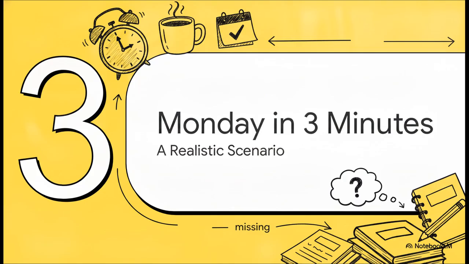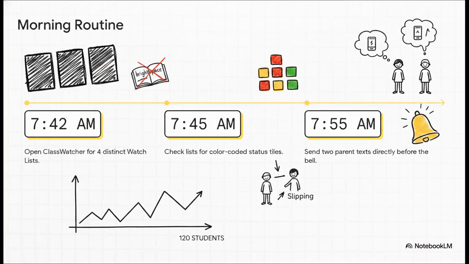Moving on to section 3, Monday morning in 3 minutes, a scenario that actually works. Okay, picture this. You have grade 10 English, grade 11 English, grade 10 media, and a spare. It's Monday morning before first period. Instead of frantically clicking through Brightspace, you just open ClassWatcher. You check your 4 distinct watch lists, and in under 3 minutes, you have a crystal clear, color-coded picture of exactly who's behind across all 120 students. You spot 2 kids who are slipping, and using the built-in messaging console, you fire off 2 preset texts directly to their parents before the bell even rings.